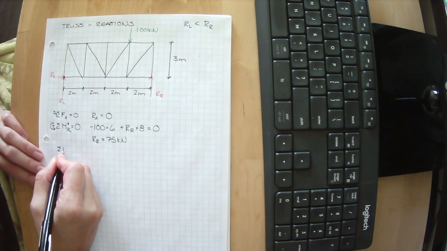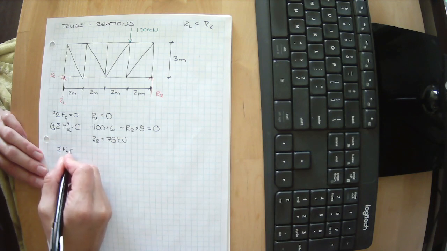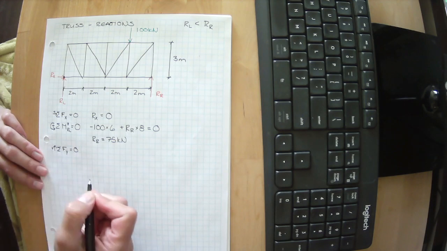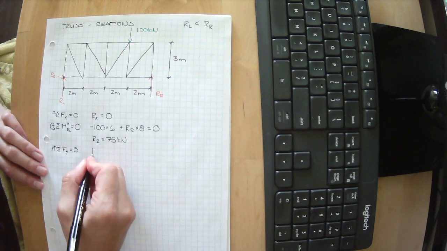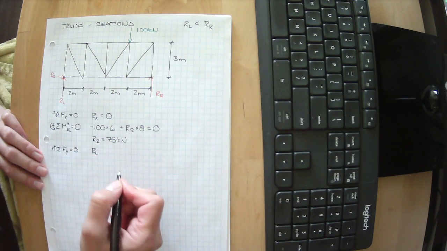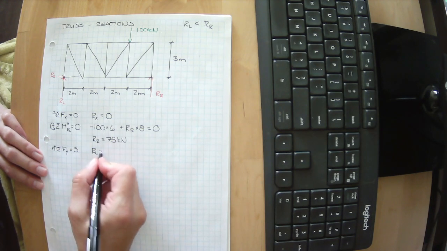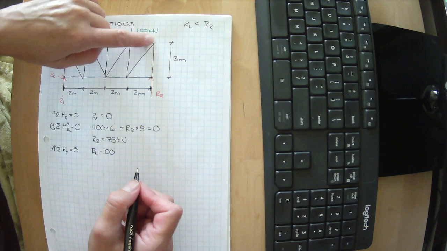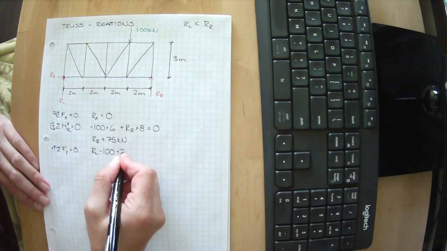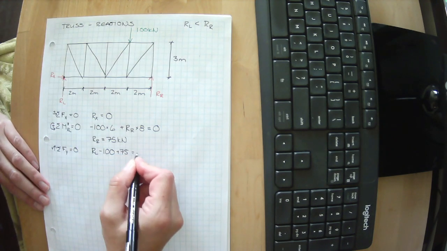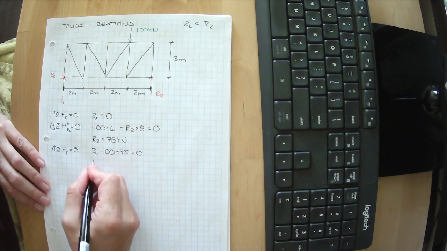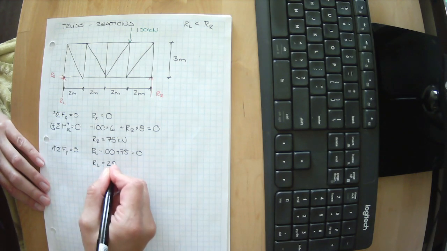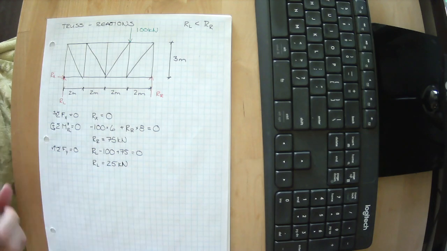Now let's sum our forces in the y direction, where everything upwards is positive. We have our RL going upwards. We have our 100 kilonewtons going downwards, and we have our RR going upwards, which we've already solved for, is 75 kilonewtons. We can rearrange this, and we get that RL is 25 kilonewtons.